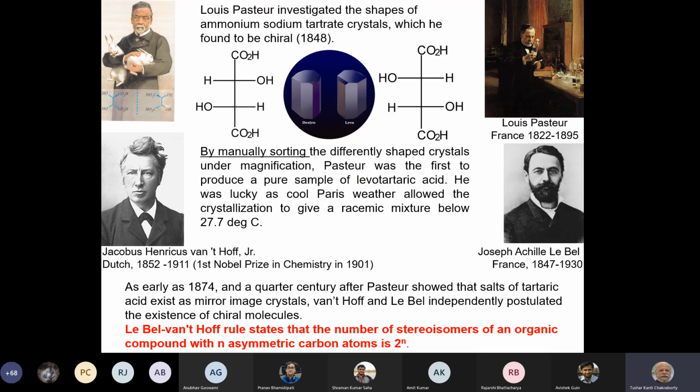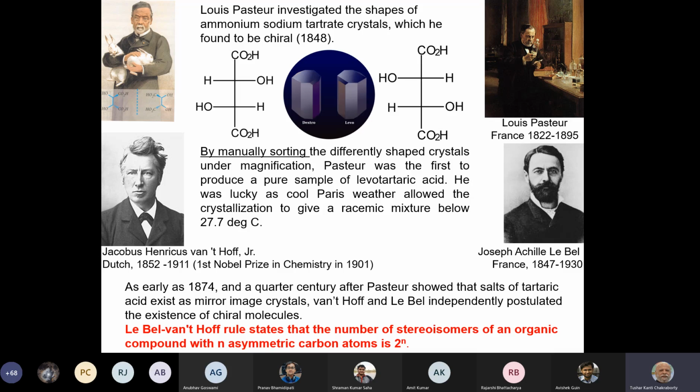And historically, Louis Pasteur first investigated the shapes of ammonium sodium tartrate, which is a salt of tartaric acid. The tartaric acid structure is shown here, and he could crystallize the two isomers, the two enantiomers, and separate them by hand-picking the different crystals. He was very fortunate because the conditions that he used allowed these two enantiomers to crystallize separately.